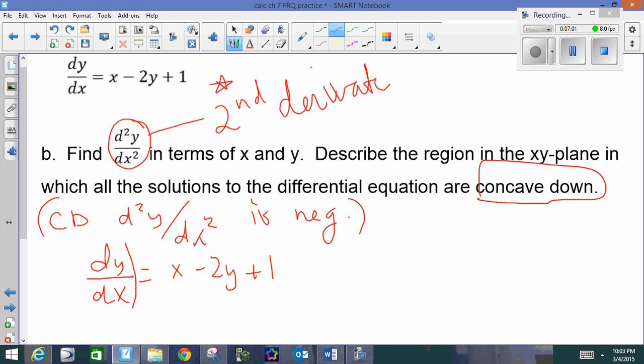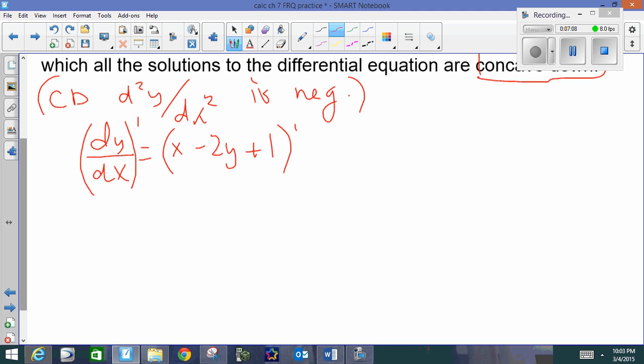I'm going to take the derivative of this and the derivative of this, and that's going to be my second derivative. So I'm just going to leave that alone. Remember, we don't manipulate both sides of the second derivative. So it's the derivative of y with respect to x. x is normal, so that's a 1. Then we have to go to the implicits, so minus 2 dy/dx, and the derivative of the constant is 0.